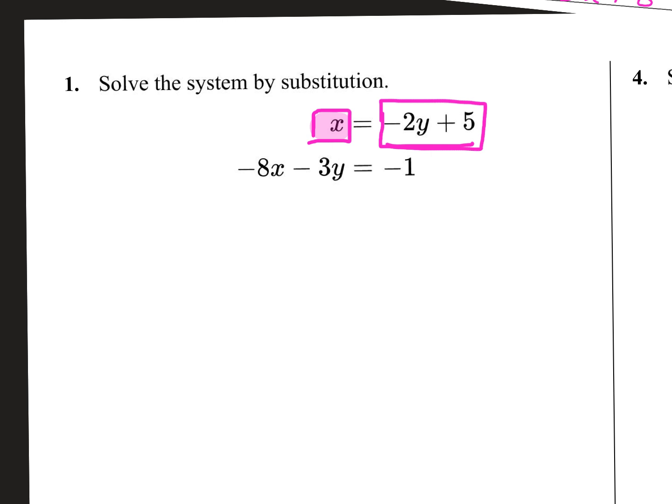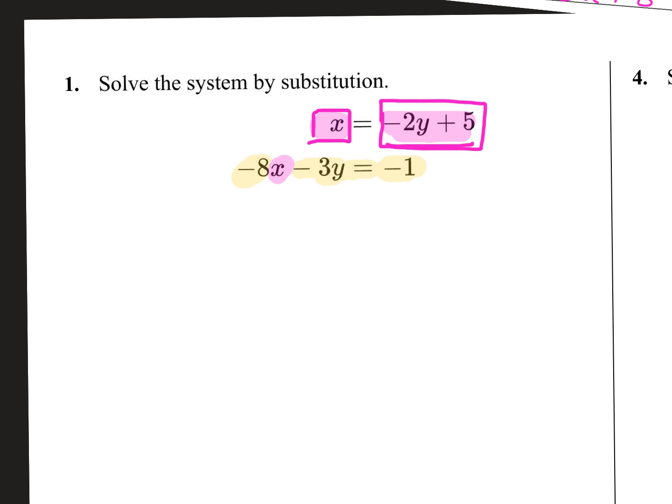So remember step three. This is the part that can be kind of challenging for people. You are going to take the other equation and you're going to write it exactly the same. You're going to write a negative 8, you're going to write a minus 3y equals negative 1. The only thing that's going to be different is that instead of writing an x, I'm going to write that equation with the negative 2y plus 5. So I'm taking the x out of the equation and I'm replacing it with what x is equal to.